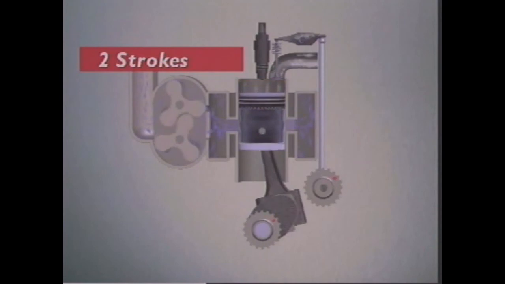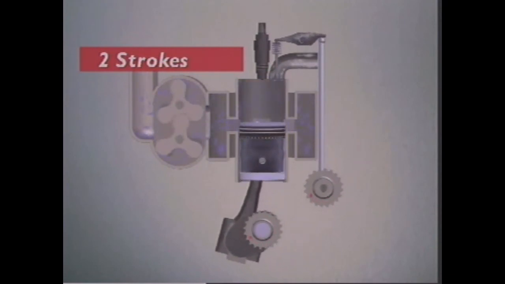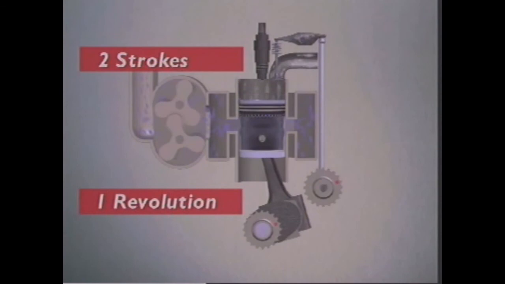How many revolutions does the crankshaft do in one engine cycle? 1 revolution per cycle.